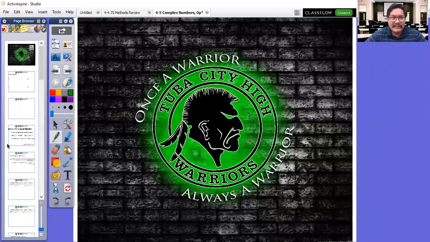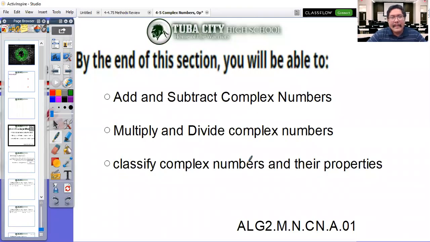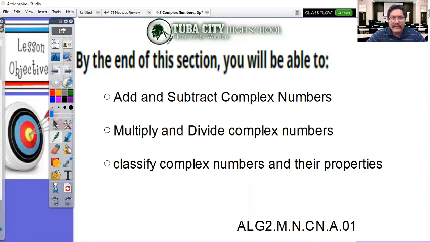Okay, so let's see. Another day, another lesson. All right, so what we got today: add and subtract complex numbers, multiply and divide complex numbers, classify complex numbers and their properties.